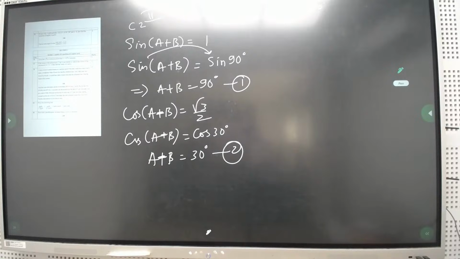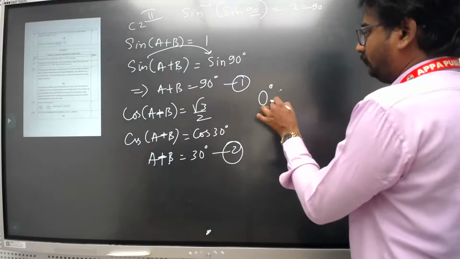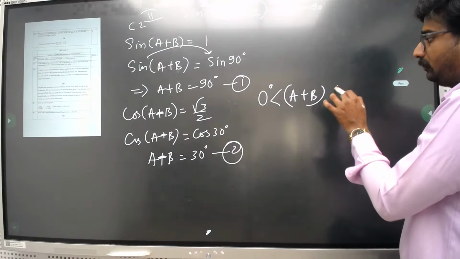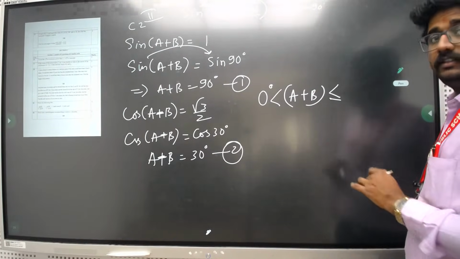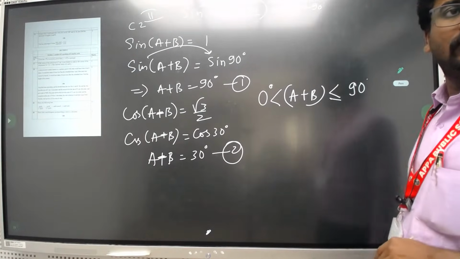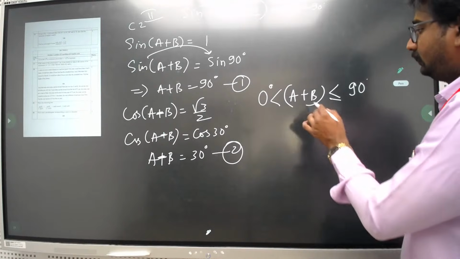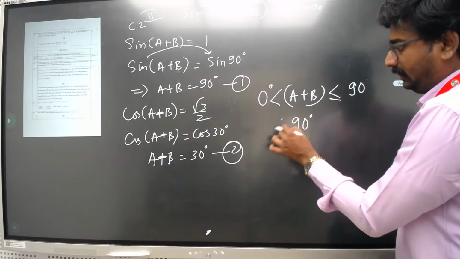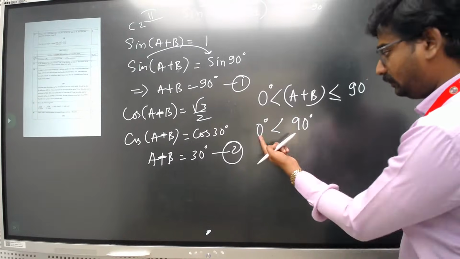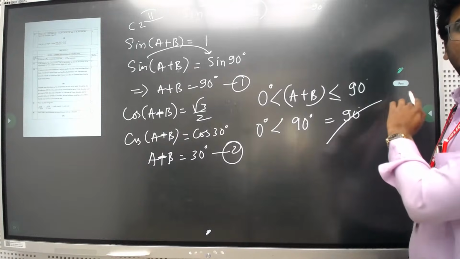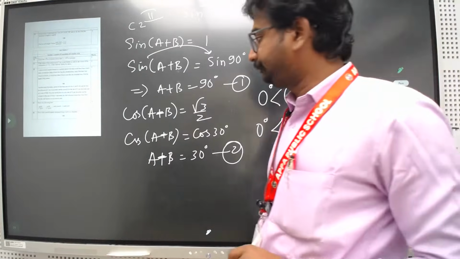There is a condition. You should check whether that condition will be satisfied or not. 0 degree is always less than the sum of two acute angles, but this sum of two acute angles should be always less than or equal to 90. So whatever answer you're getting, angle A, how much did you get? 60. 60 plus angle B, how much did you get? 60 plus 30. Is 90 greater than 0 degree? Is 0 less than 90 degree? Is 90 equal to 90 degree? Your answer is right. Clear?